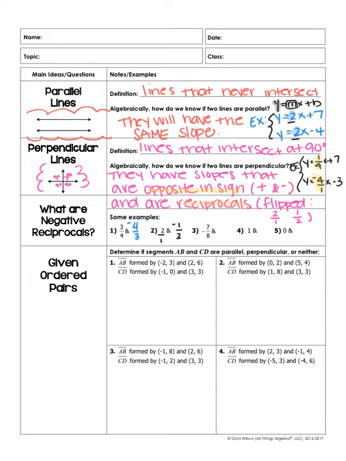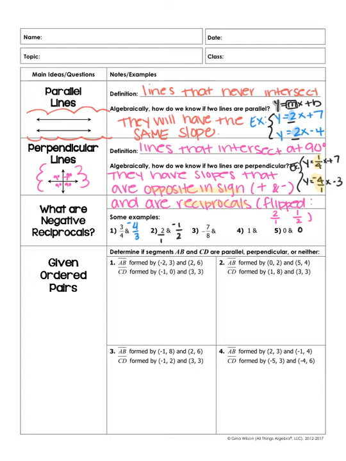For number 5, it's asking for the reciprocal of 0. Well, 0 can't be flipped over, so it's just 0, and 0 is not positive or negative. We don't write -0 or +0. So it's kind of a trick question. The reciprocal of 0 is simply 0.